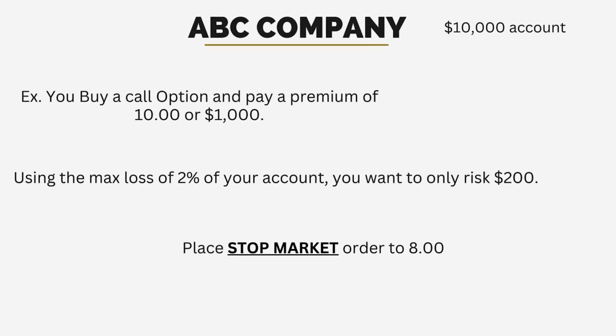If you have a $10,000 account, and let's say you want to buy an option on ABC Company. If you buy a call option that costs you, it's going to read 10.00, but remember, you're controlling 100 shares when you buy one contract, so you have to multiply this by 100. This option contract will cost you $1,000, so you have a $1,000 call option that you're controlling. But let's say you only want to risk your 2% max, which in this case, because you have a $10,000 account, would be $200.